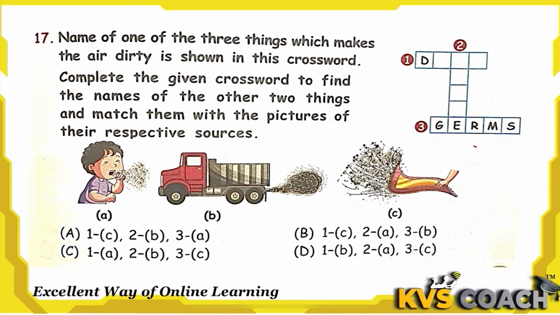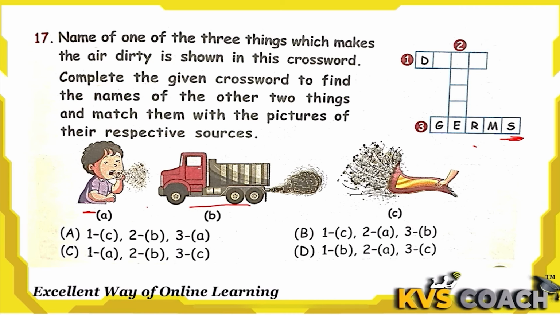Question 17: Name one of the three things which make the air dirty is shown in the crossword. Complete the given crossword to find the name of the other two things, and match them with the pictures of their respective sources. In the first picture, the boy is coughing. After coughing, when the water drops come out, germs also come out. So this is matching with C, germs.